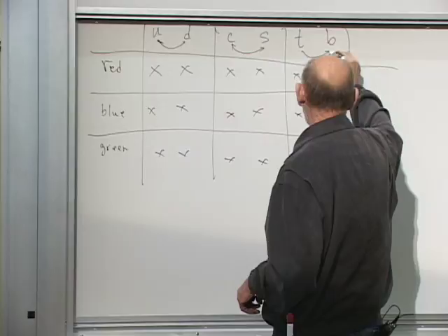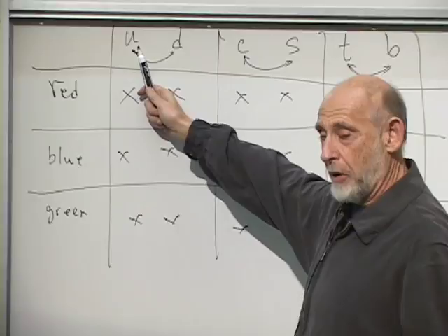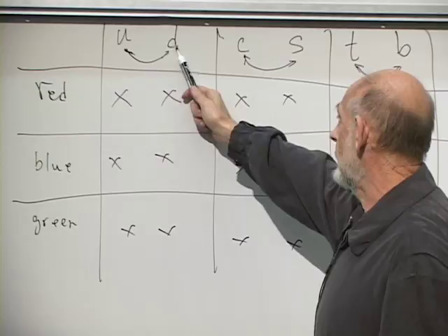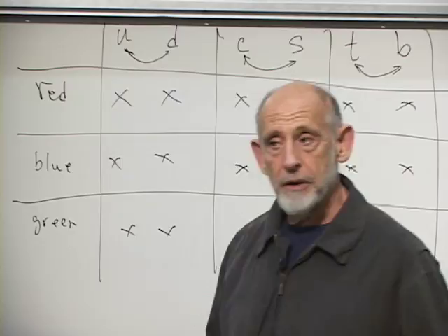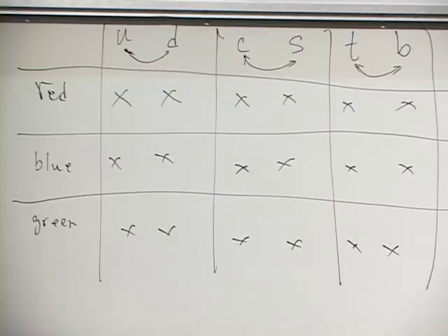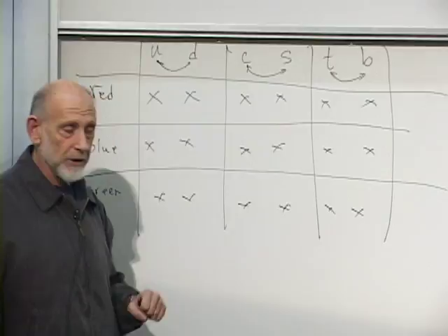Let me just remind you that an up quark has the same properties, apart from its mass, as a charm quark or a top quark. The down quarks are similar to strange quarks and bottom quarks. Ups have charge 2/3, downs have charge -1/3. Same here and here. So these are symmetries which mix, if you like, upness with downness, at the same time charmness with strangeness, and topness with bottomness.